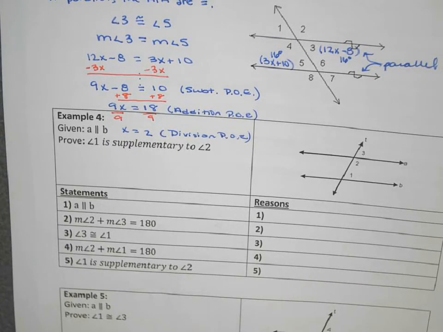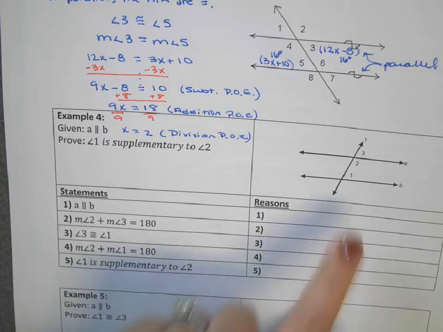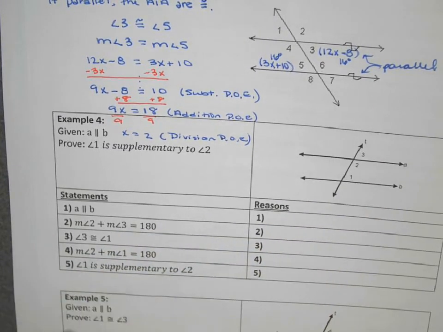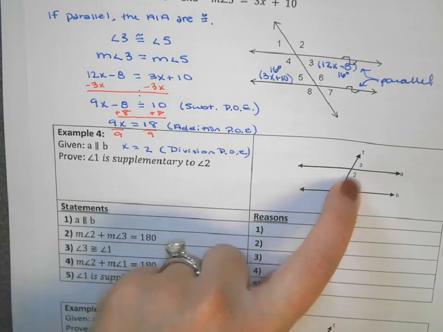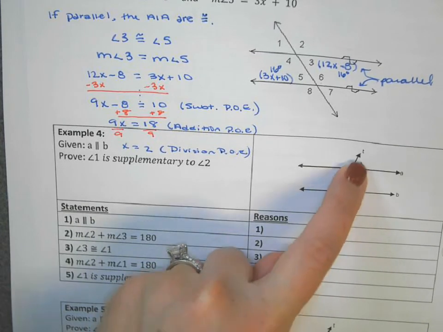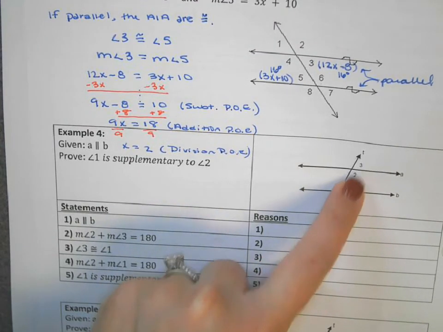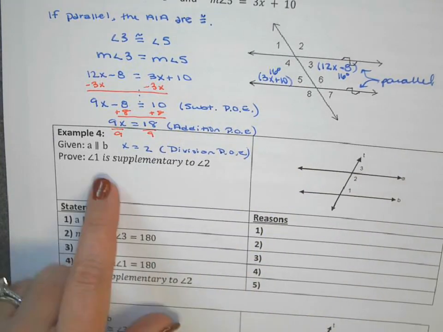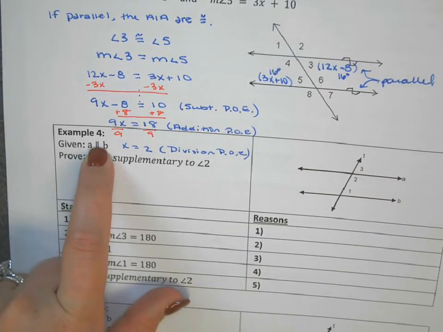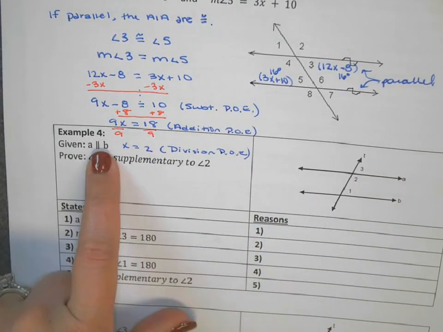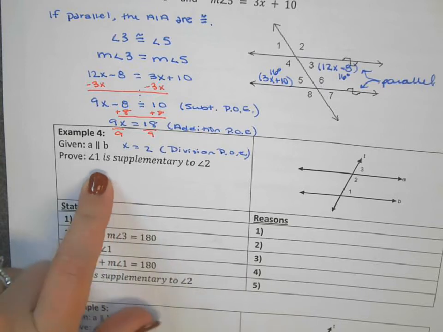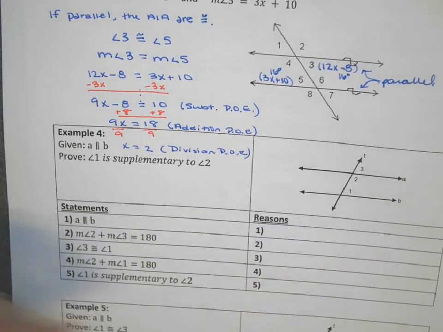Given that A is parallel to B. Now, we're trying to prove that 1 and 2 are supplementary. Okay? This is actually proving one of our theorems. It's proving the same side interior angles theorem, because the same side interior angles theorem says that if 2 lines are parallel, then same side interior angles are supplementary. So if A and B are parallel, then we'll have angles that are supplementary.